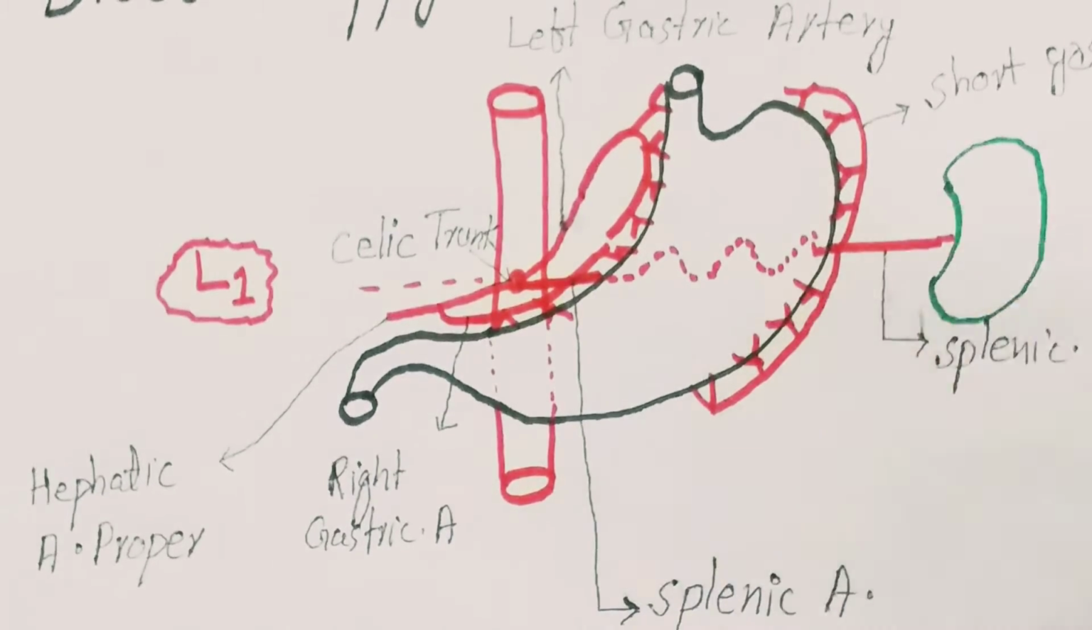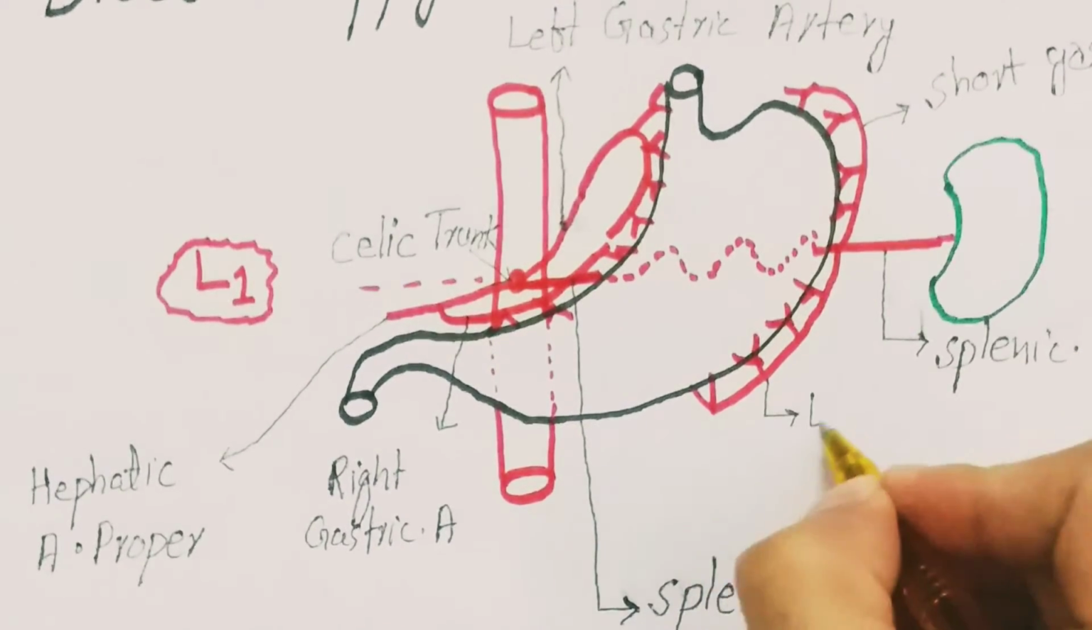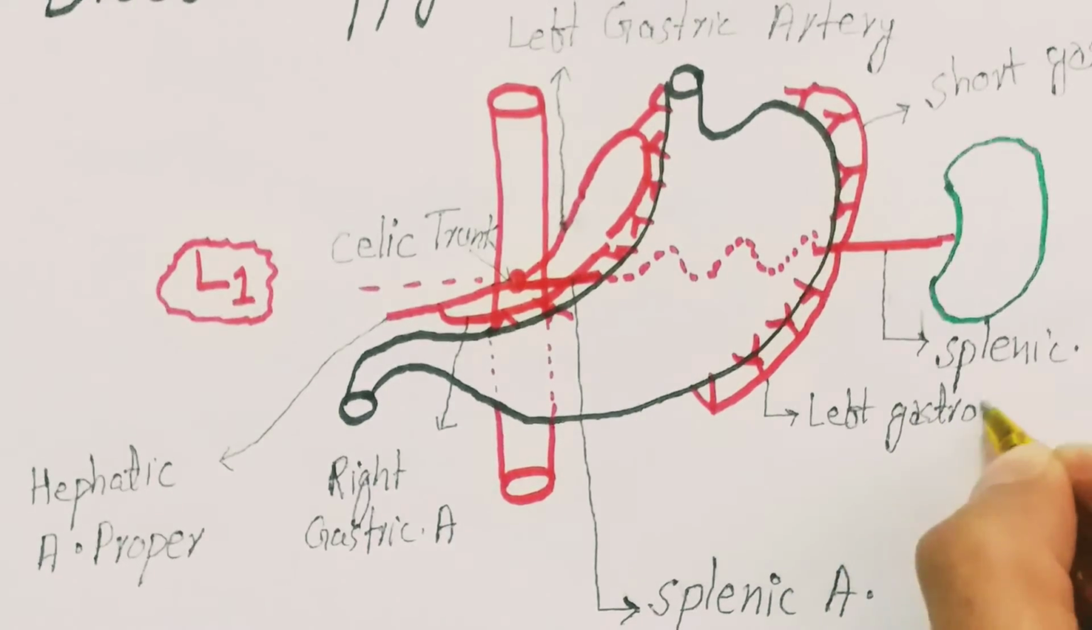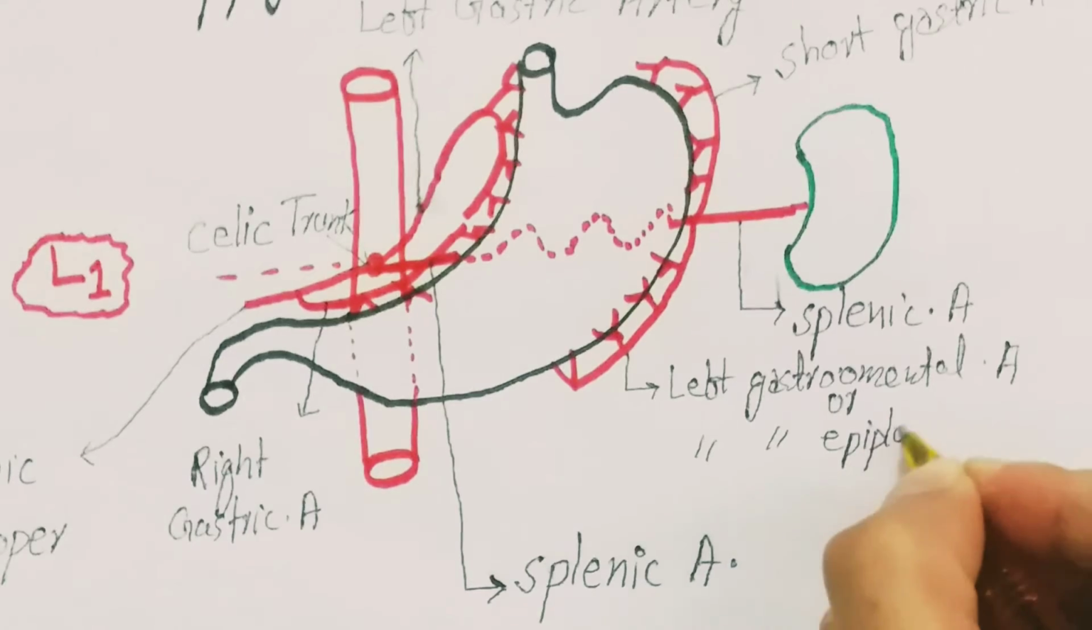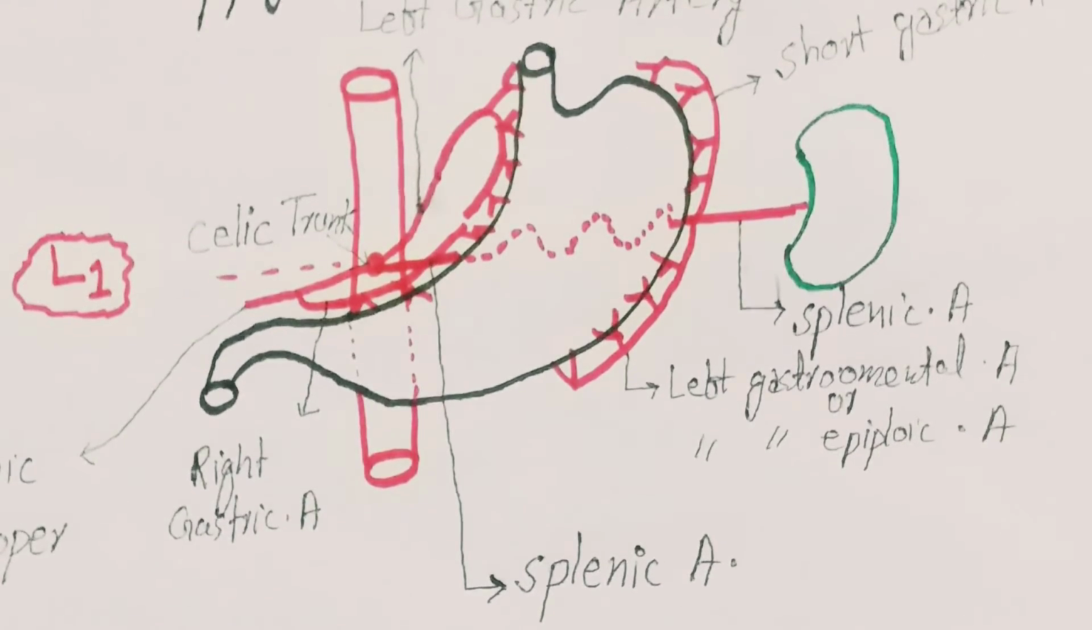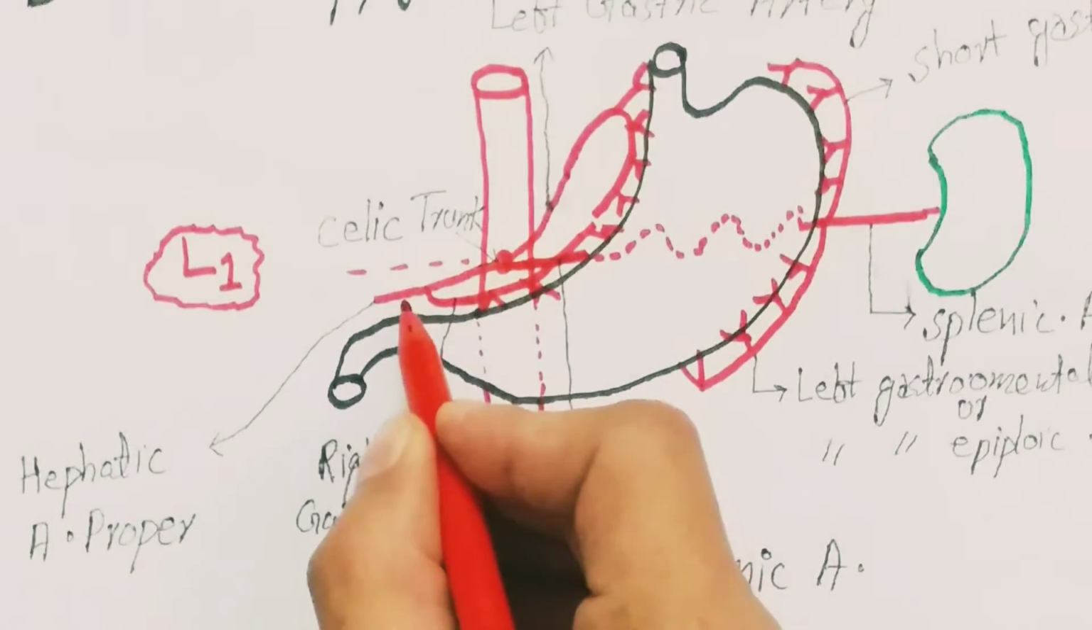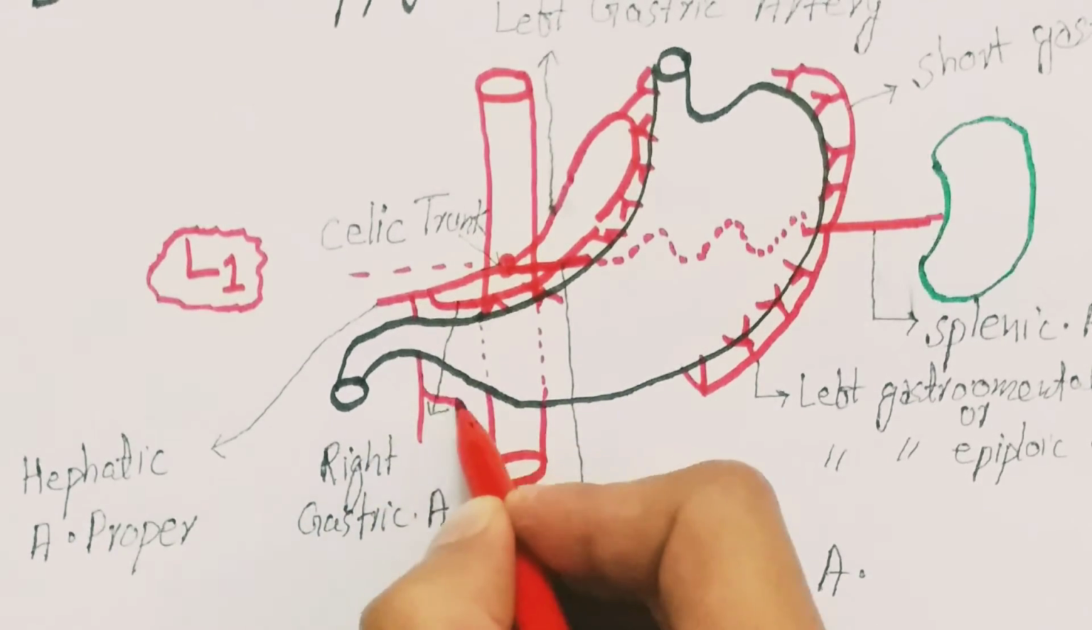Then the splenic artery is giving another branch to the greater curvature of the stomach, and this very branch is called the left gastroomental artery, or you might say the left gastroepiploic artery. This is supplying the superior portion of the greater curvature of the stomach.